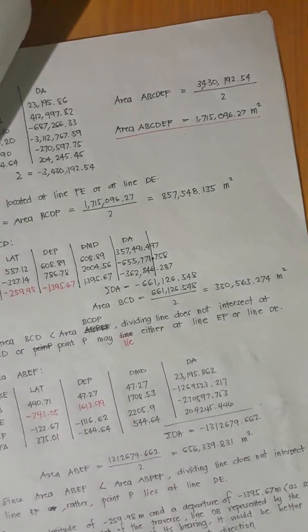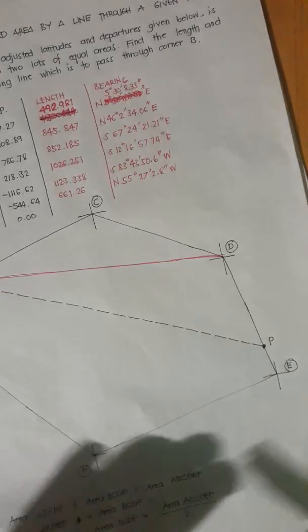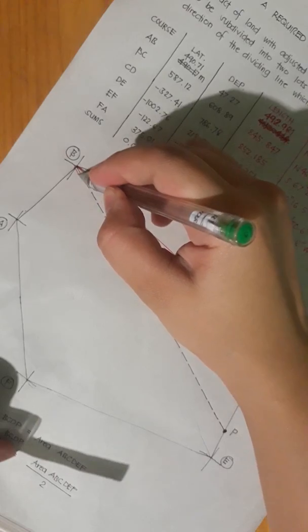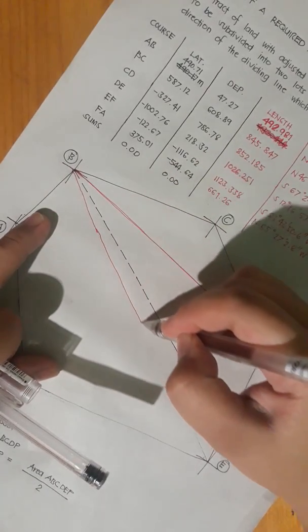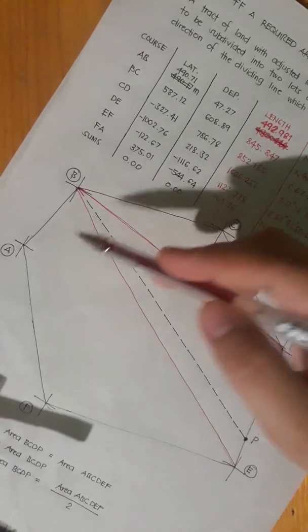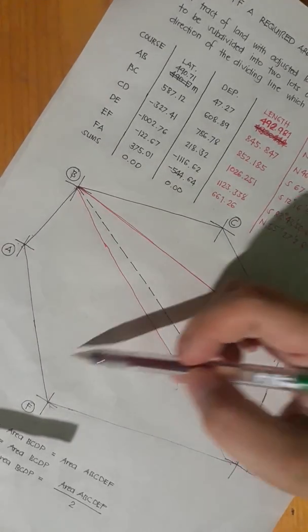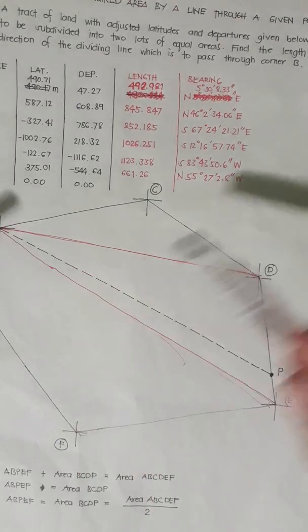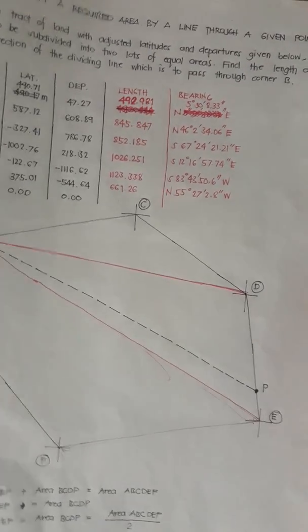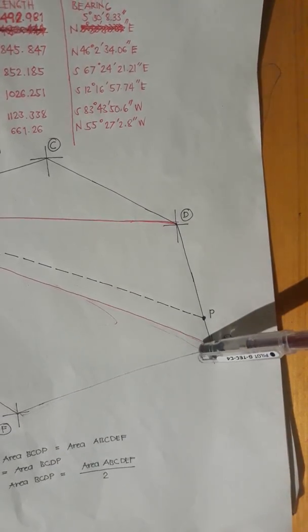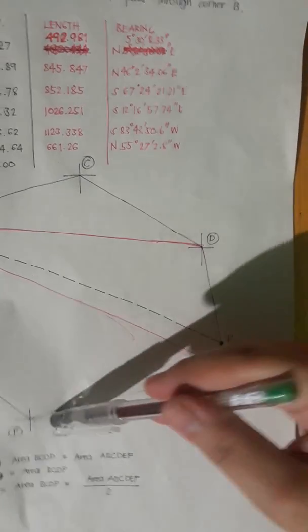We will confirm. So how to confirm that? We will solve for this area, area A, B, E, F. If this area is less than supposedly half of the area of the whole tract, then point P lies at line DE. But if otherwise, then it lies at this line. So we will confirm.